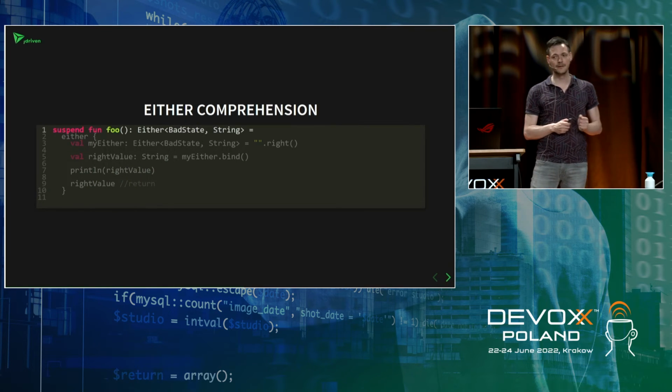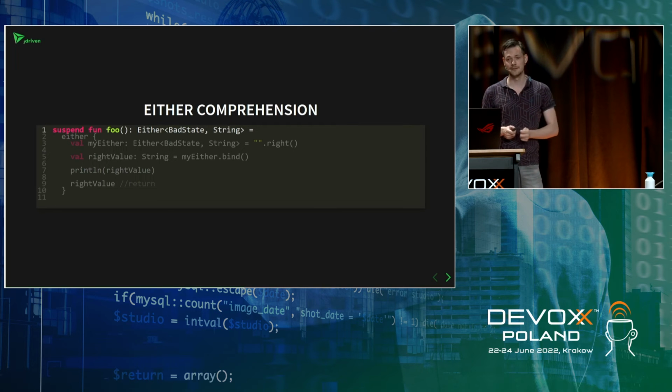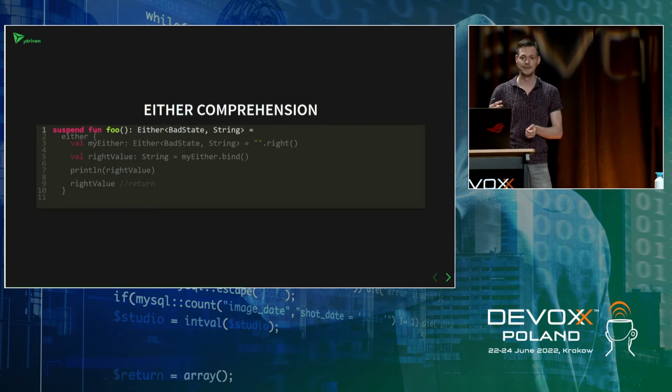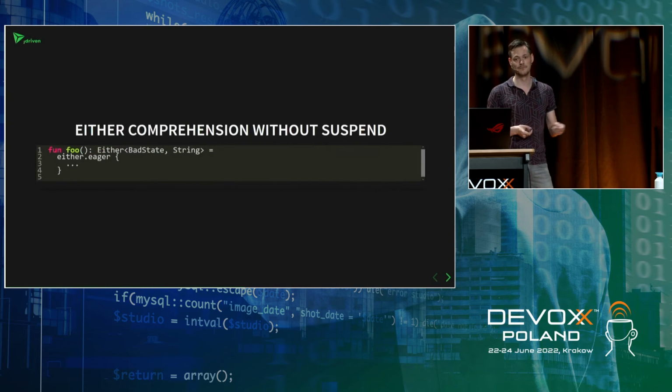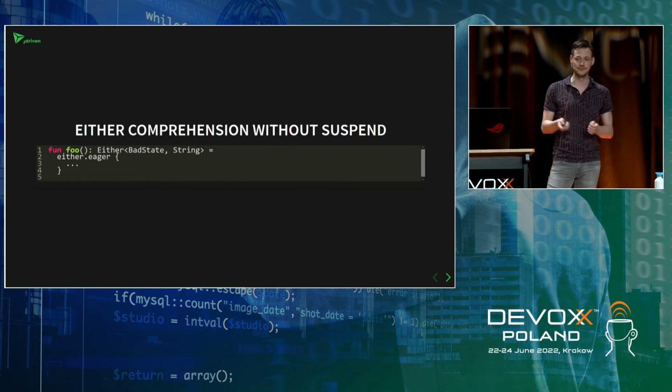We also now see that the function is now suspended. That's because this uses Kotlin's coroutine framework underneath to do the short circuiting. If you don't want to use coroutines, that's also possible. You can just use either.eager, and then it's just a normal function.